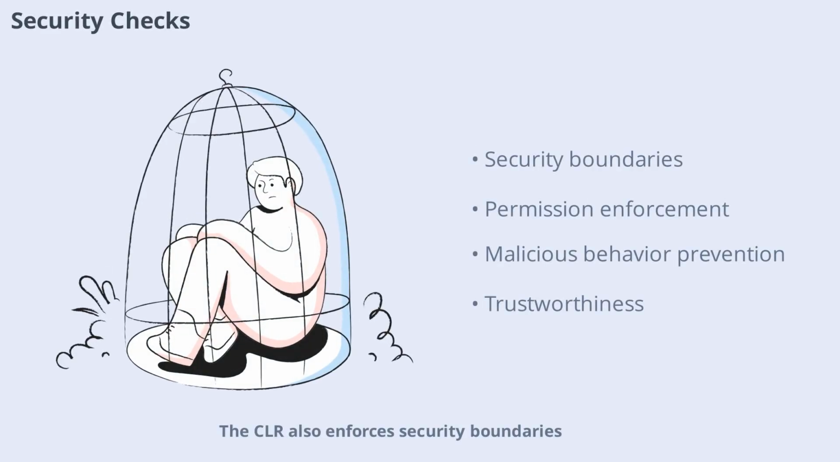The CLR also enforces security boundaries, ensuring that managed code executes within defined permissions and constraints. This is especially important when loading third-party libraries or executing dynamically generated code. By mediating access to sensitive operations, the runtime helps reduce the risk of unintended or malicious behavior. These checks are often invisible, but they contribute significantly to the stability and trustworthiness of .NET applications.